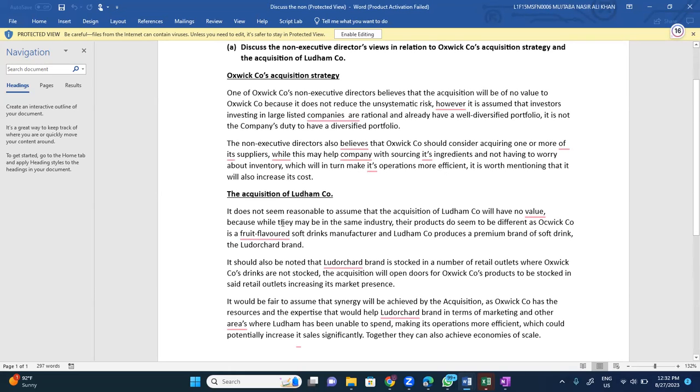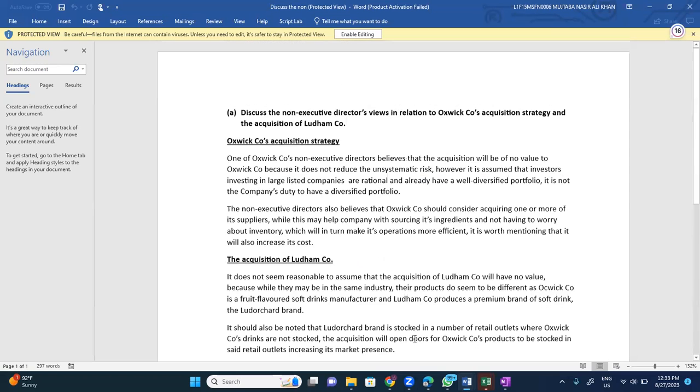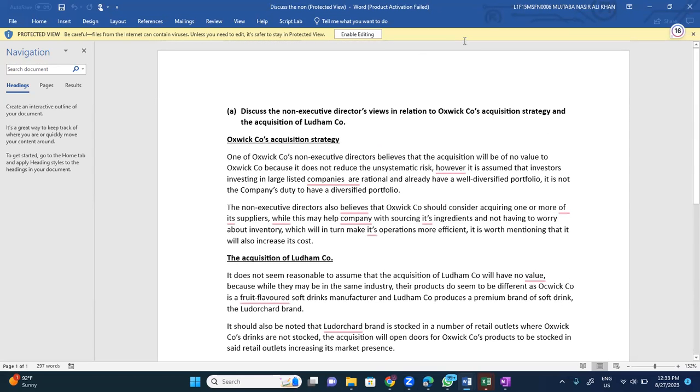Good point. It does not seem reasonable to assume that the acquisition of the loading company will have no value because while they may be in the same industry, the products seem to be different. It is also noted that the loading company's brand is stocked in a number of retailers. It would be fair to assume that synergy will be achieved by the acquisition. The resources and expertise will be shared. It's a good point. I think you have not solved the last point, but whatever you have solved, it's good. Impressive.